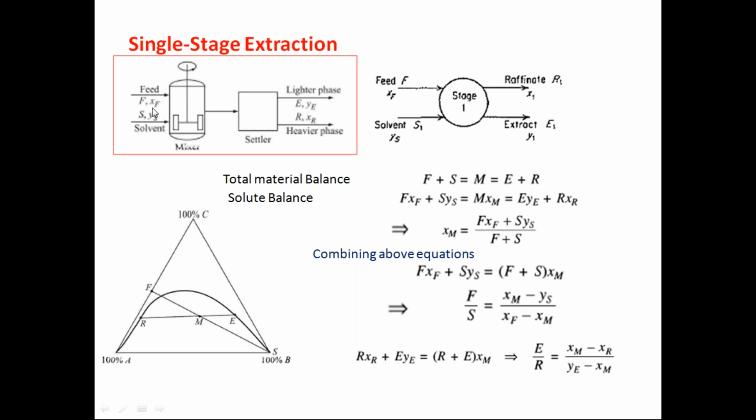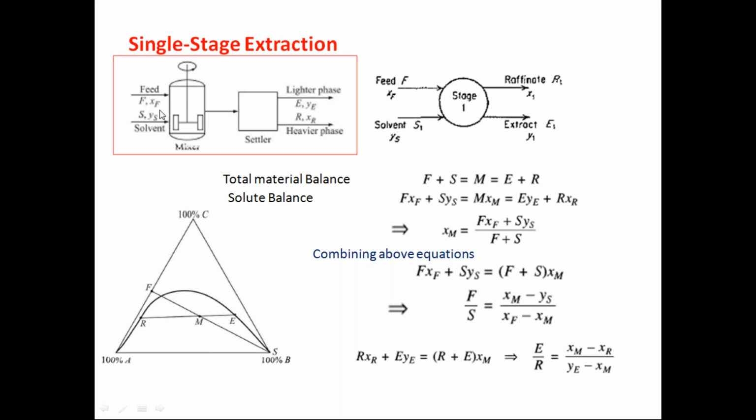So these are the concentrations, weight fractions. XF is the weight fraction of C in the feed, and YS is the weight fraction of C in the solvent. If the solvent is fresh solvent, being used for the first time, then YS will be 0. Otherwise, the lighter phase will be subjected to solvent recovery, where you separate C and B, and then B will be sent back. In that case, the solvent is coming from the recovery plant, so it is recycled. Therefore a certain YS will be there, that means a certain amount of solute will be there in it.